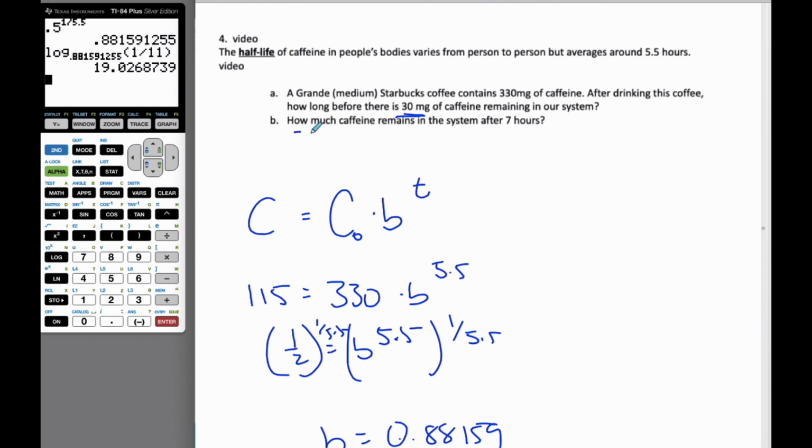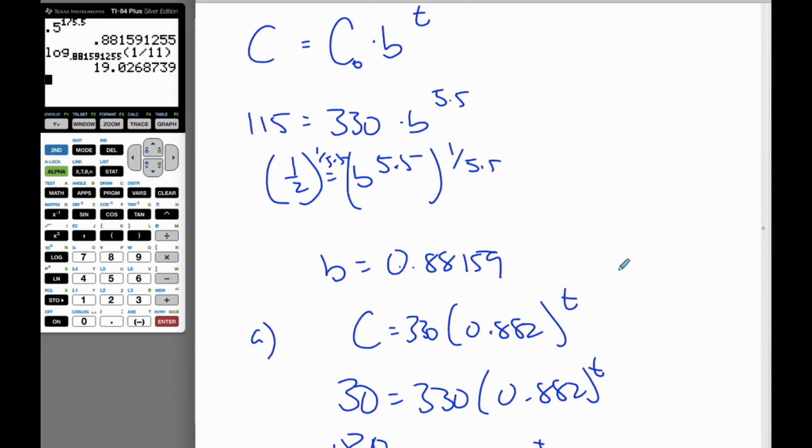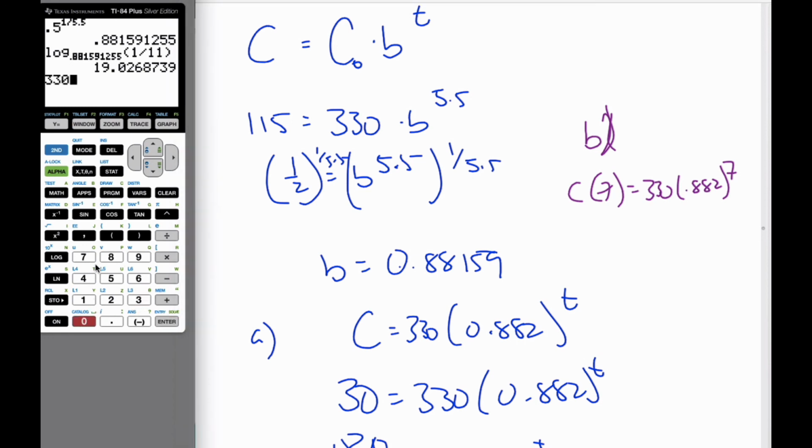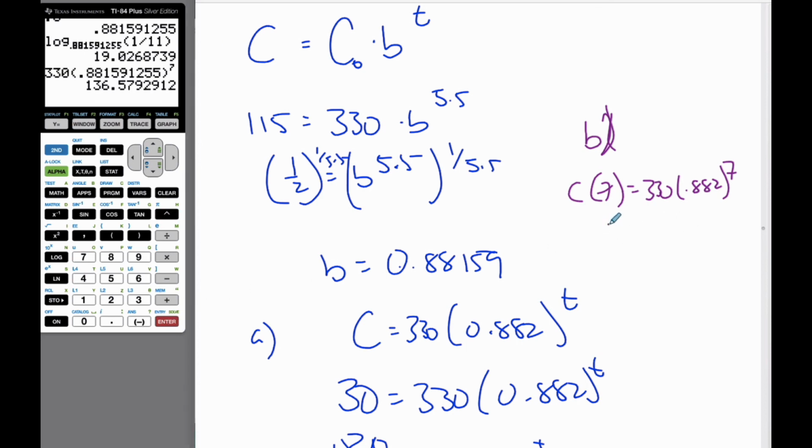So the second part says how much caffeine remains in the system after 7 hours. Well, for B part, that means I want to find C at 7, which is going to be 330 times 0.882 to the power of 7. And so using that 330 times this value, getting all the decimals so my answer is as accurate as it can be, when I round it, it is equal to 137 milligrams remaining with 7 hours to go.